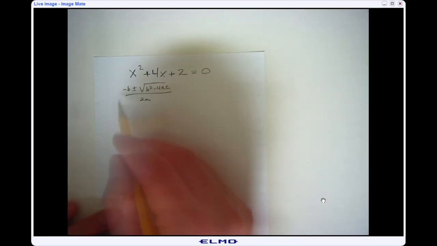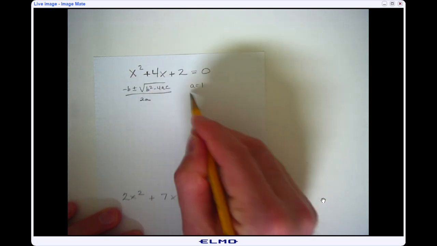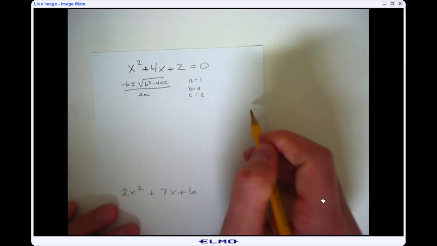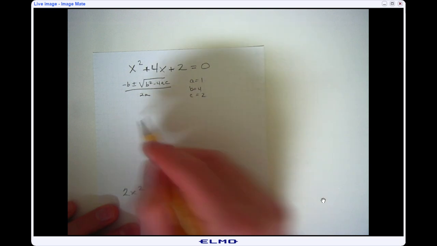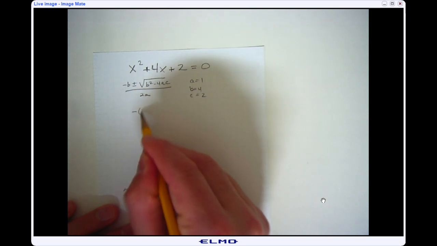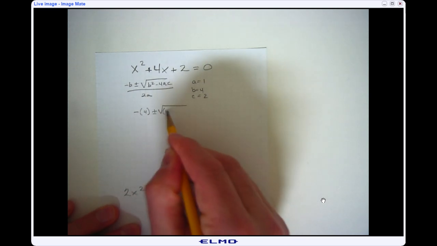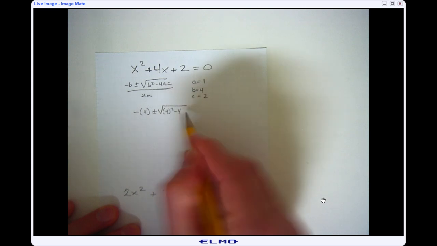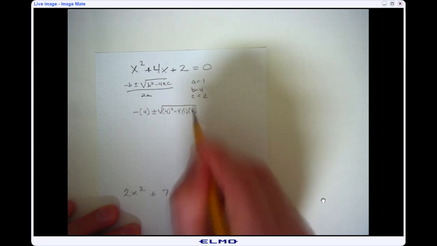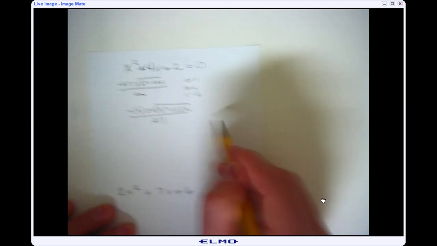So in this case, my a is just 1, my b value is positive 4, and my c value is positive 2. So I'm just going to plug those in for the letters here, and I'm going to put them in parentheses. So I have the opposite of b plus or minus the square root of b squared minus 4 times a, which is 1, times c, which is 2, all over 2a, which again is 1.